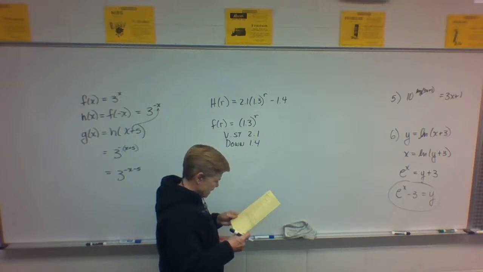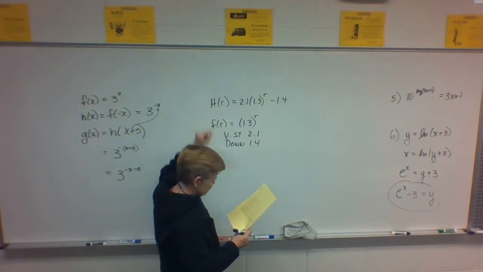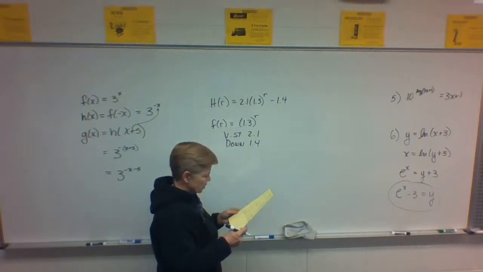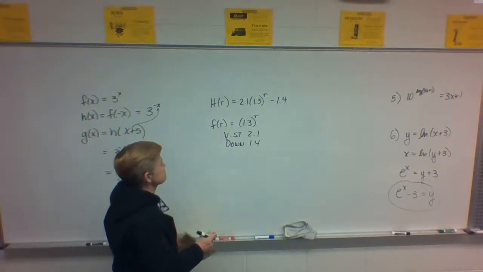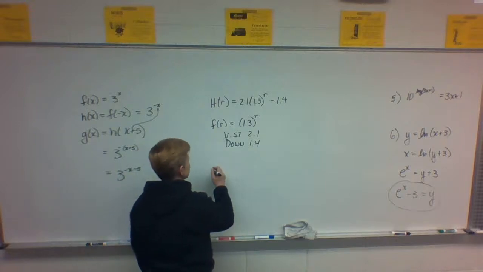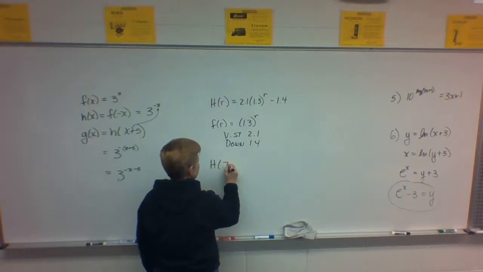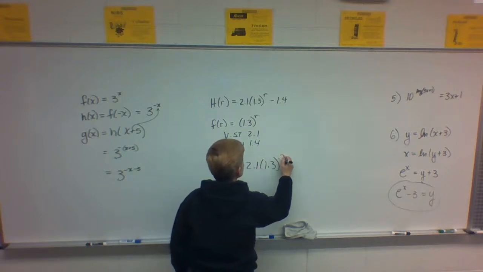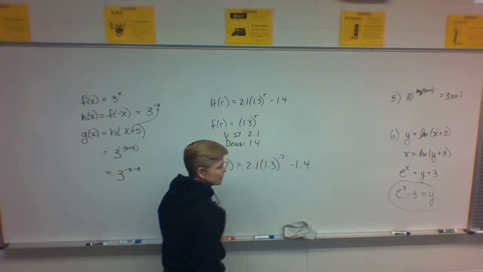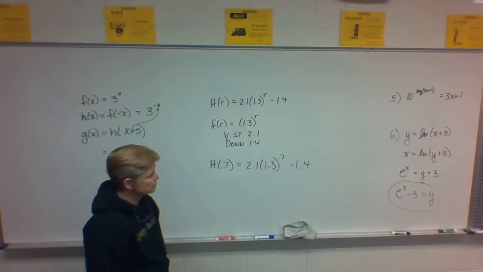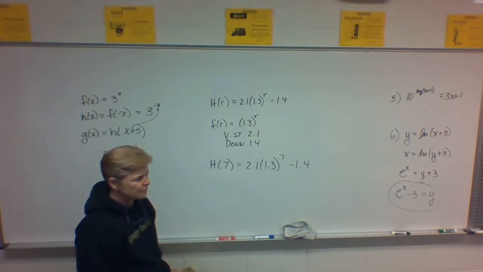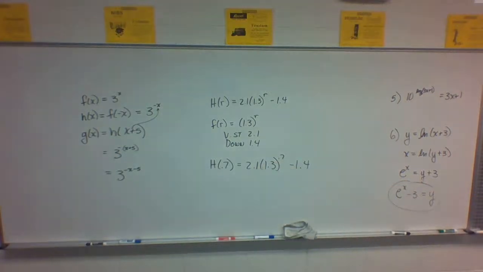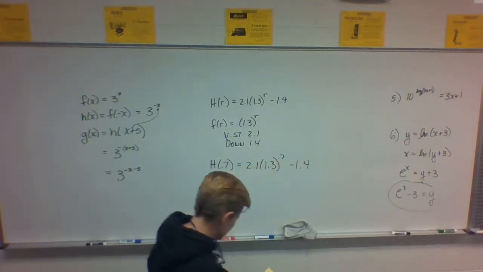And then it says, then use the function, meaning this one, to determine the height of a container when the radial position is 0.7. So now you got to do this. You got to do h of 0.7, meaning 2.1 times 1.3 to the 0.7 minus 1.4. Thank goodness for calculators. You understand that's what that means? It says to find the height when the radial position is 0.7. So we put that in for r and do the calculator.